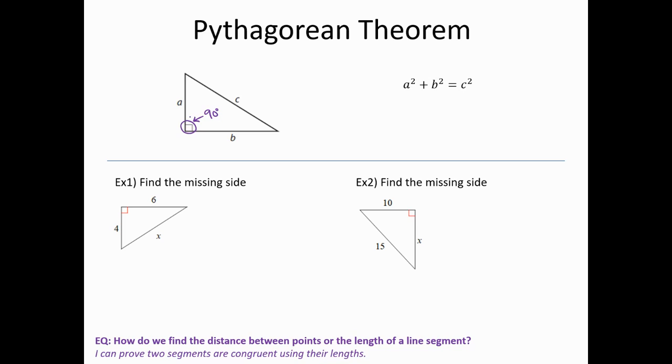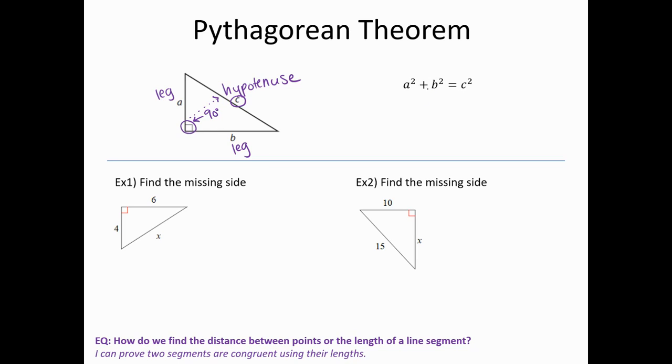And then also across from the 90-degree angle, we have this side, which is called the hypotenuse, and we label it with a C. So the C on a right triangle is always the hypotenuse. And we see that in our formula over here that we'll get to in a minute. All right, so the 90-degree angle makes it a right triangle, and across from that is the hypotenuse C. These other sides are just called legs or sides of the triangle.